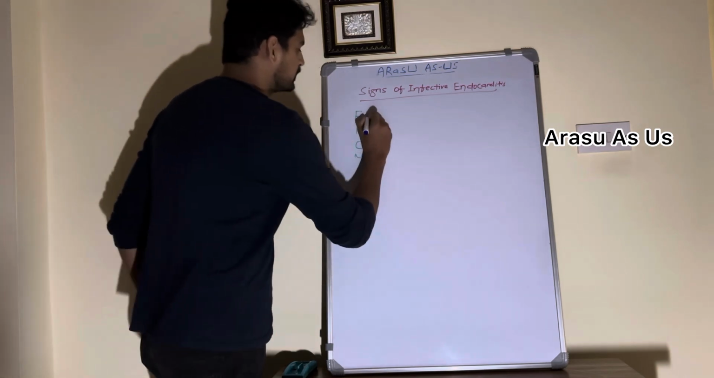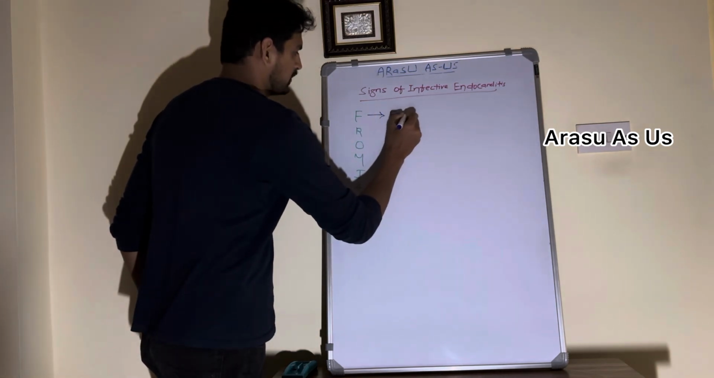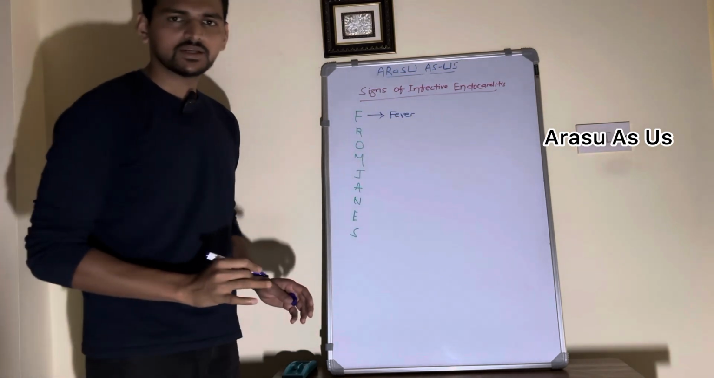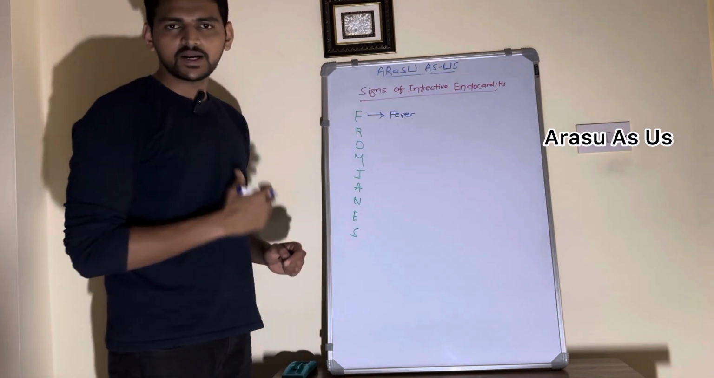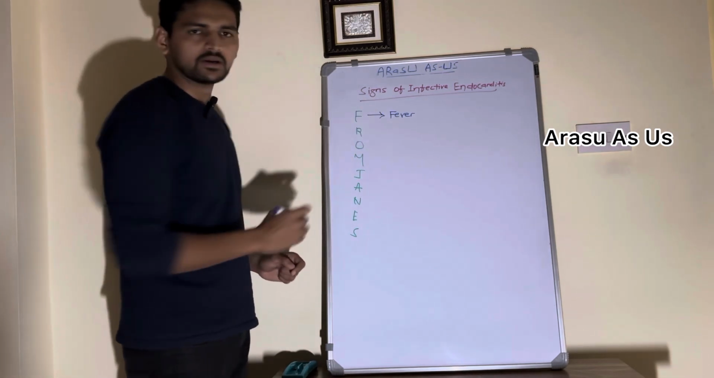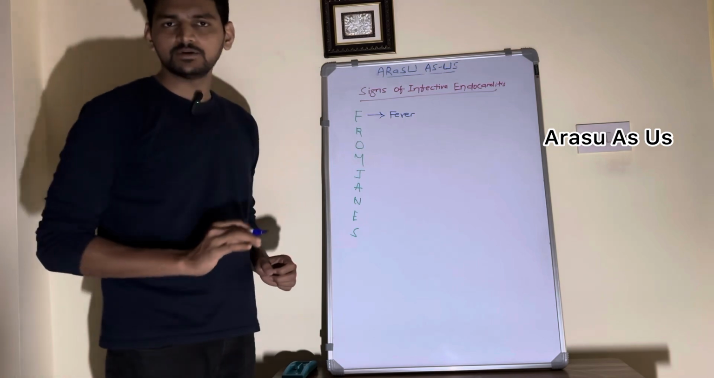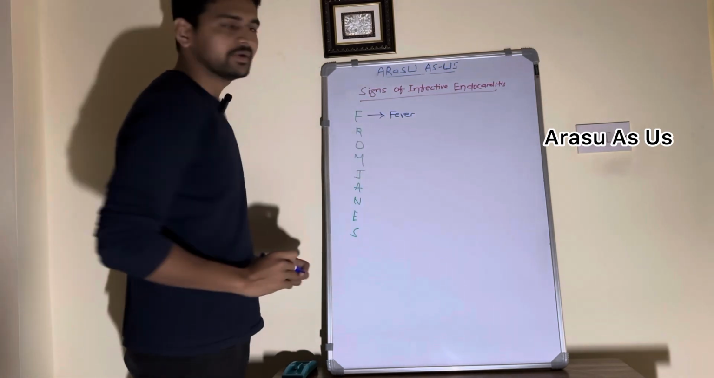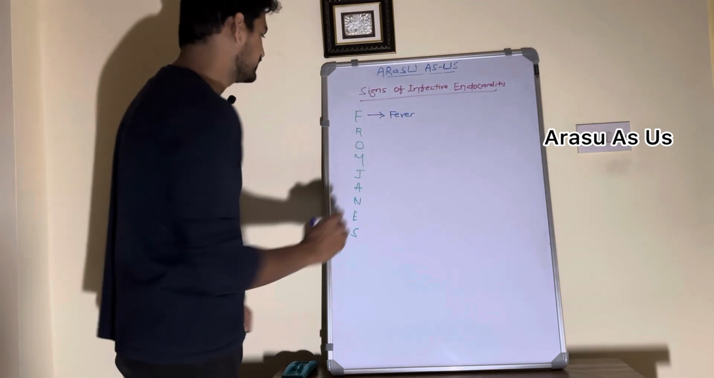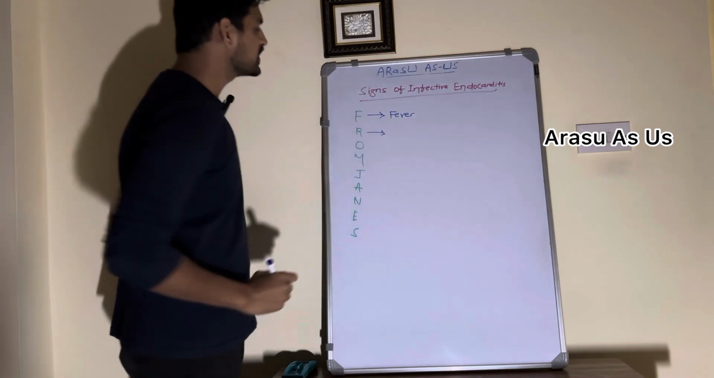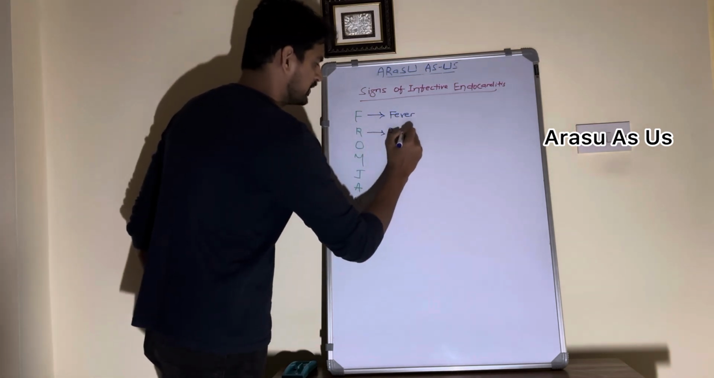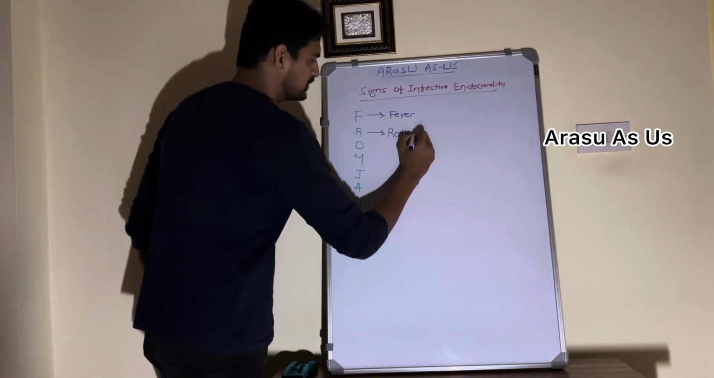F stands for fever. So we should remember that whenever we are dealing with a case of a cardiac lesion with fever, we have to consider the possibility of infective endocarditis. That's why it is given so much importance. Then R stands for Roth's spots.